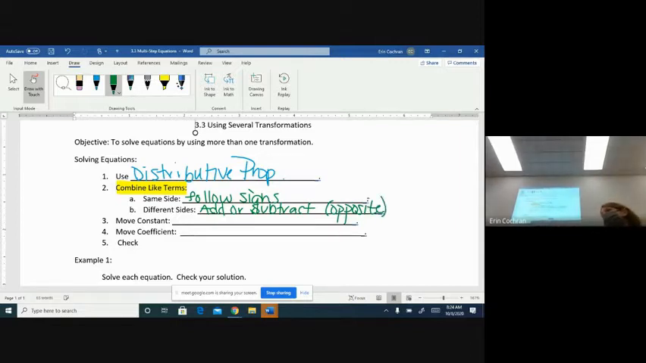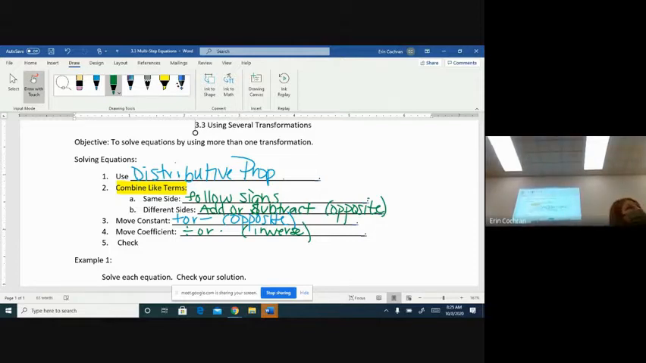Okay, so if it's a plus 2x, if I need to move it to the other side of the equal sign, we're going to subtract the 2x. Okay. And then step 3, once we have the variables combined, we're going to move our constant by adding or subtracting, and we do its opposite again. So if it's plus 2, we're going to subtract 2, right? And then our coefficient, how do we move our coefficient? Division or multiplication. So divide or multiply, and we do its inverse.